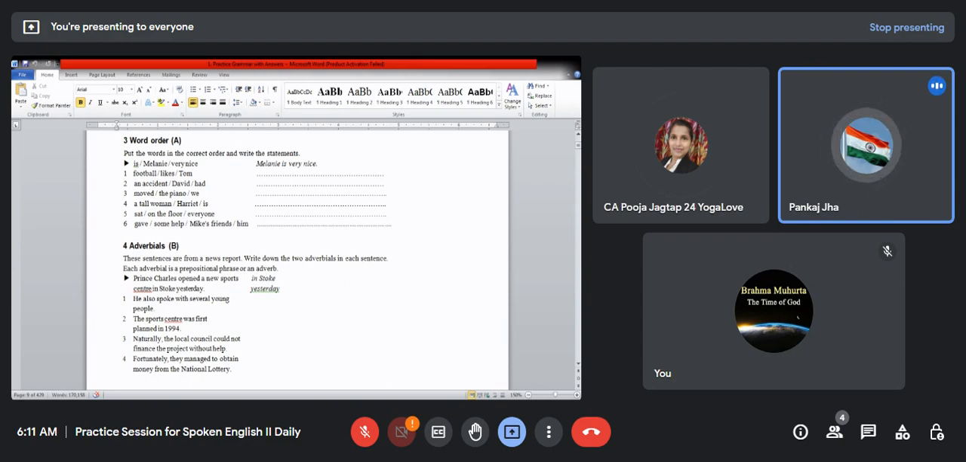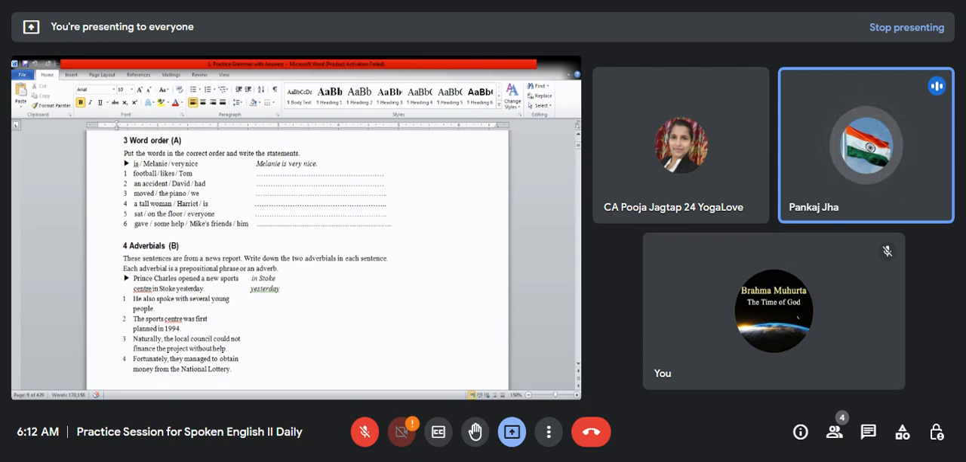These sentences are from a news report. Write down the two adverbials in each sentence. Each adverbial is a prepositional phrase or an adverb. Example: Prince Charles opened a new sports center in Stoke yesterday.